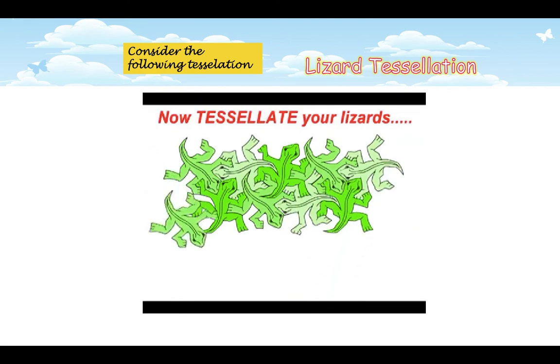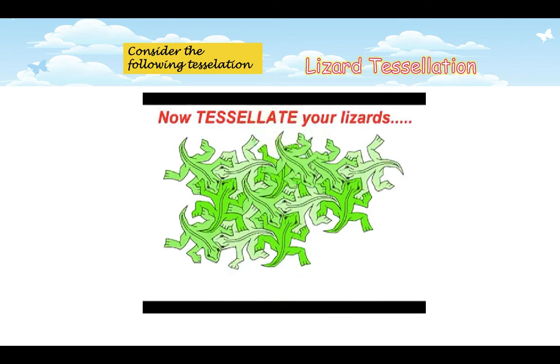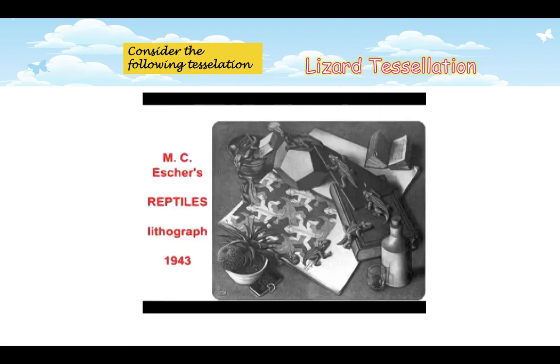Very nice, right? You can repeat this process and then figure out what other things you can do if you want to tessellate an object. Please work on your textbook.